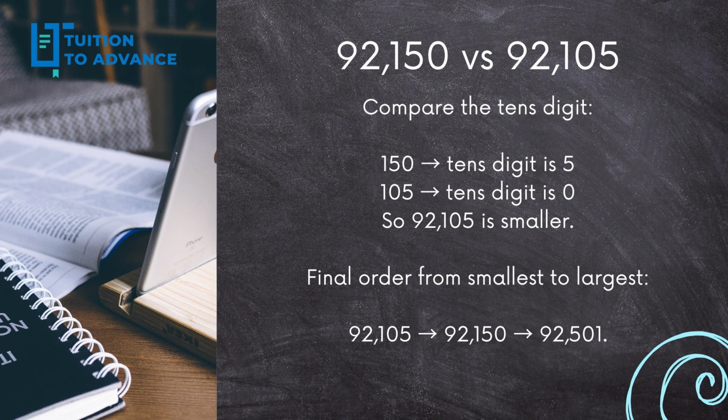Now compare the remaining two. 92,150 versus 92,105. Compare the tens digit. 150, tens digit is 5. 105, tens digit is 0. So 92,105 is smaller. Final order from smallest to largest: 92,105 to 92,150 to 92,501.